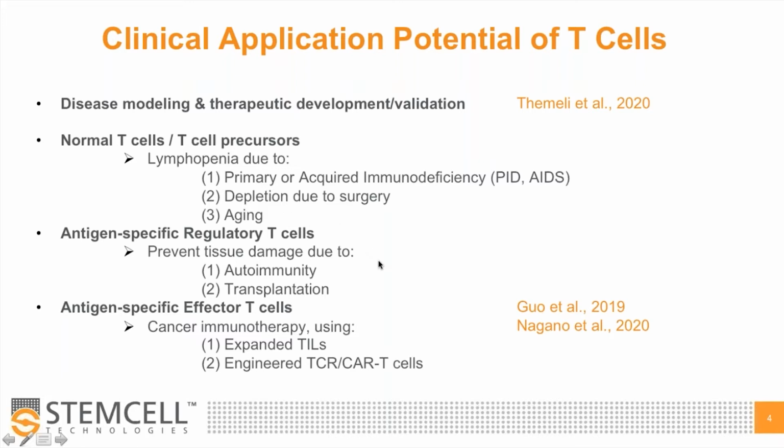Another application would be to generate antigen-specific regulatory T-cells. These would be useful to prevent tissue damage due to autoimmunity or due to organ or tissue transplantation. Another aspect of antigen-specific T-cells are the effector T-cells, which would be useful for cancer immunotherapy. You could expand tumor-infiltrating lymphocytes, or TILs, and you can even engineer your TCR with specific specificity. CAR T-cells, of course, are another aspect. The paper by Guo from 2019 talks about in vitro methods, really changing the method that you can use, as well as getting into some of the cancer immunotherapy aspect. And the Nagano 2020 paper is really more specific about making cancer-specific T-cells for therapy.